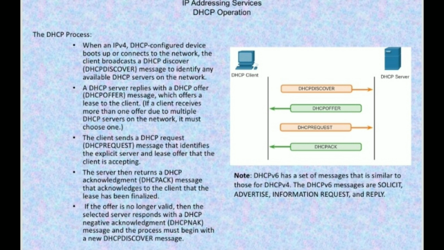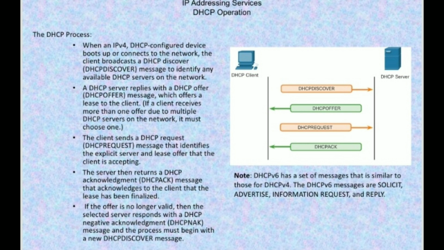The server then returns a DHCP acknowledgement, or DHCPACK, message that acknowledges to the client that the lease has been finalized. If the offer is no longer valid, then the selected server responds with a DHCP negative acknowledgement, or DHCPNAK, message, and the process must begin with a new DHCP discover message.